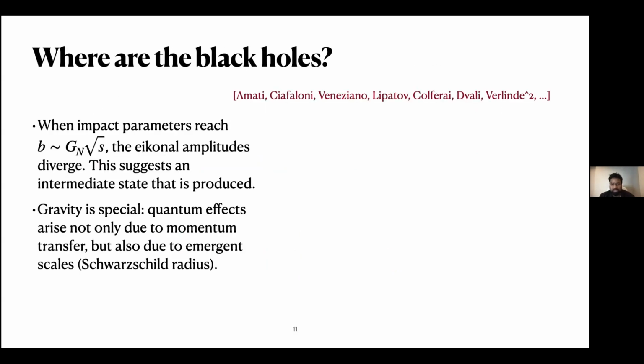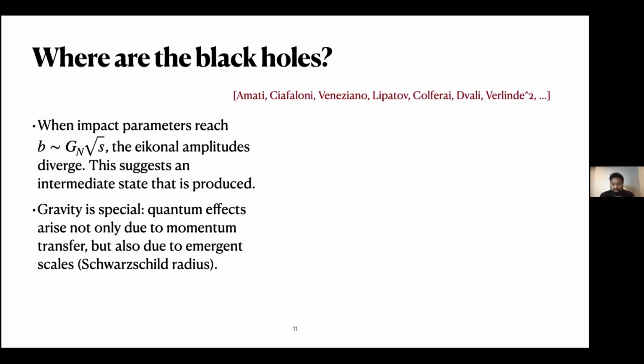So the natural question now is where are the black holes in the game? When impact parameters B reach the emergent scale in the problem, because G Newton is dimensionful, the moment you have some energy of scattering, you can construct a length scale, which is G Newton times this energy. What is known is that when impact parameters reach that scale, the emergent scale associated to the scattering, then the eikonal amplitudes that I just drew start to diverge. And this suggests that there's some new state that's being produced that's not captured by just perturbations from flat space. And this is where black holes are expected to appear. That's another way of saying that gravity is special, that there are emergent scales which play a role already in somewhat of an effective sense in effective field theory where quantum effects show up.